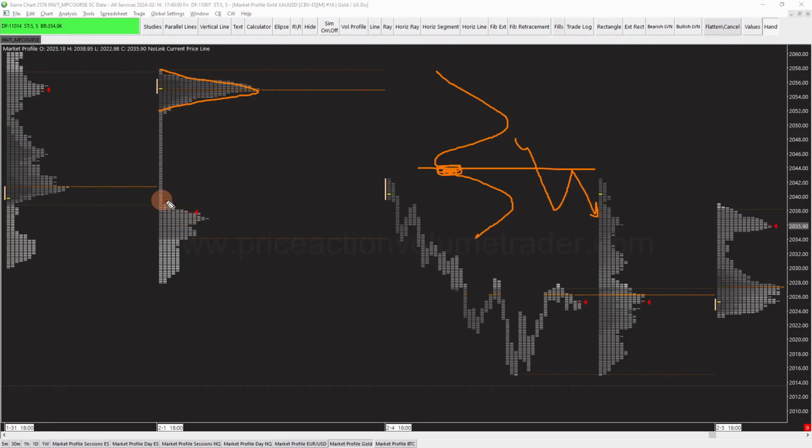You can see we had a double distribution on the previous day. So if I mark out here, let me put another color. If I mark out this is going to be the singles, the extremes of the singles here. You can see how the market came, broke down, then retraced, tested the top edge of this node, and then just continued this momentum down. So that is a very nice example of that.